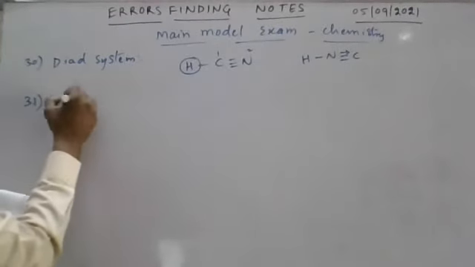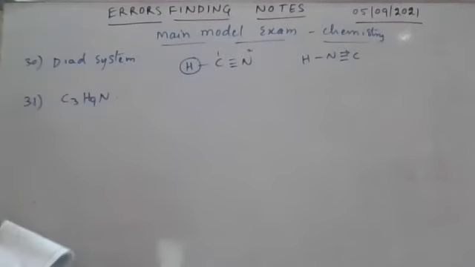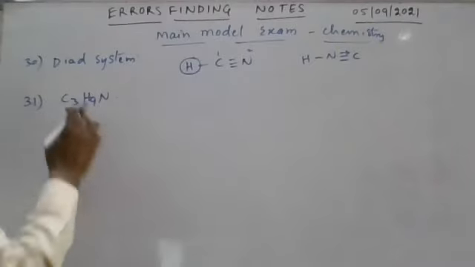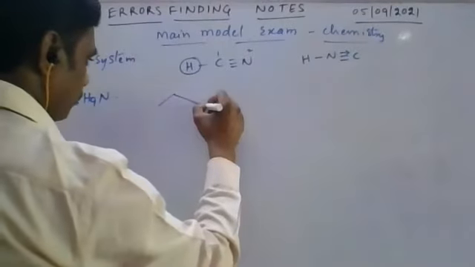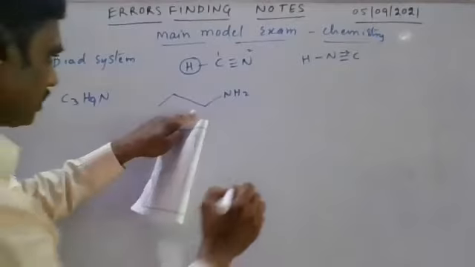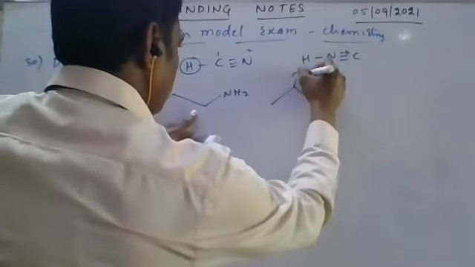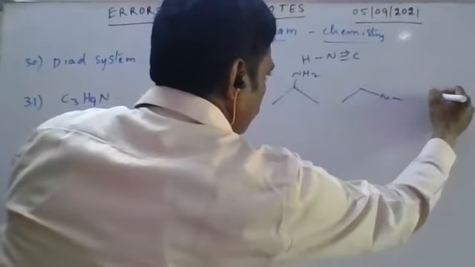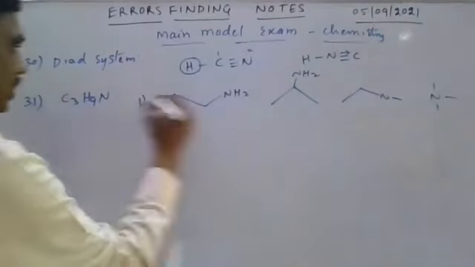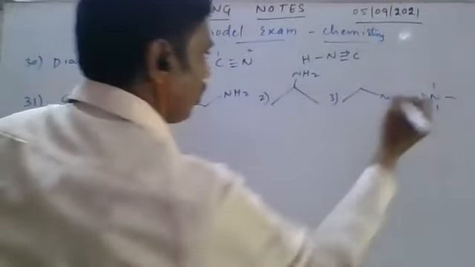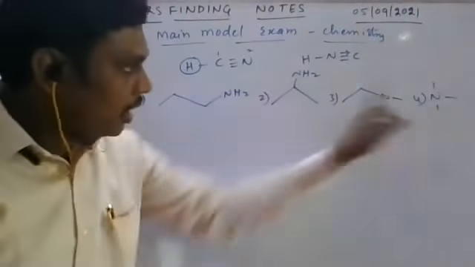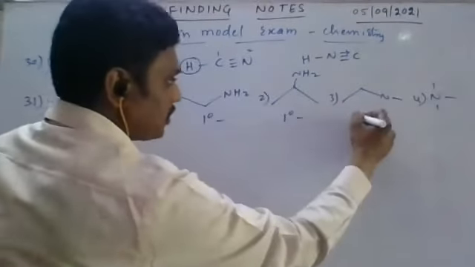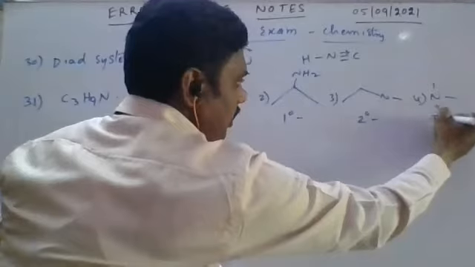Question number 31. C3H9N. Here, the number of primary, secondary, tertiary amines. Nana. Here this is the amine general formula. Nana. You get different types of amines. Look at this. These are the possibilities. Nana. 1, 2, 3, 4 compounds. Nana. 4 structures. All are amines. These two are primary amines. This is a secondary amine. This is a tertiary amine.